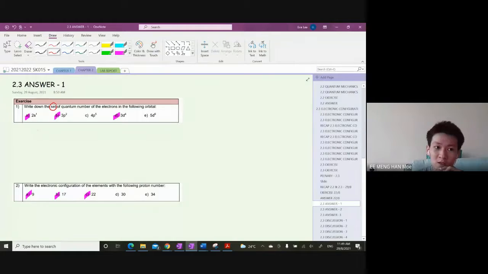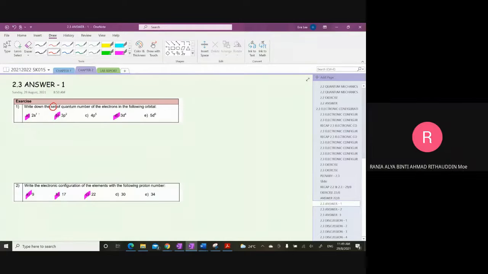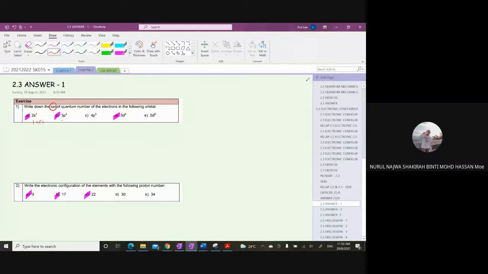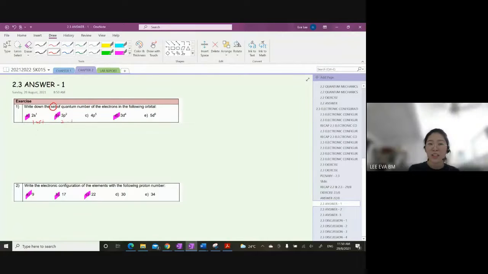The number on the right hand side, the upper side, the number as the superscript, right? The one that you imagine as the power. It represents how many electrons are there. So if let's say we look at 2s1, 1 represents only 1 electron. Therefore, we have only one set. Okay. 3p2, how many sets do we need? 2 sets because 2 electrons. If let's say I have 4p5, how many sets?